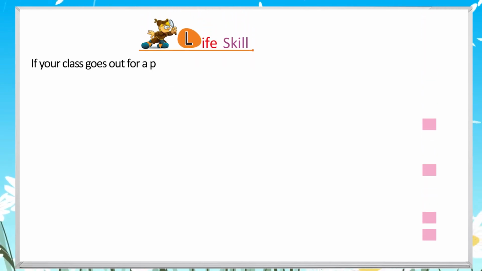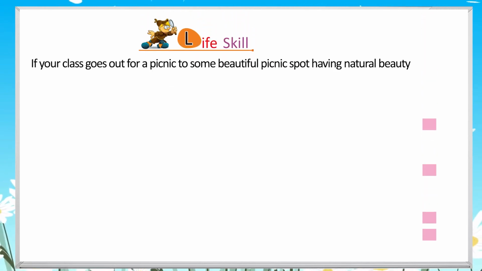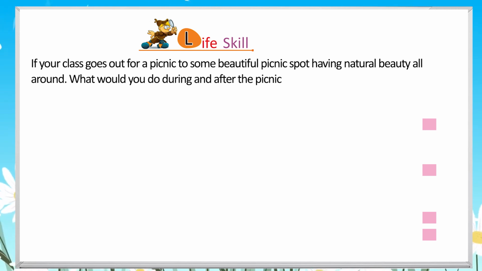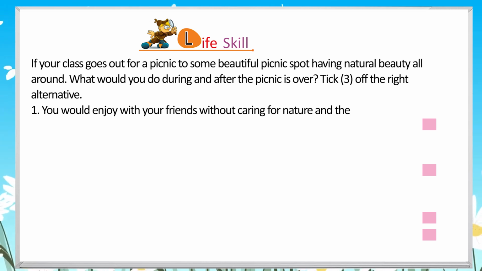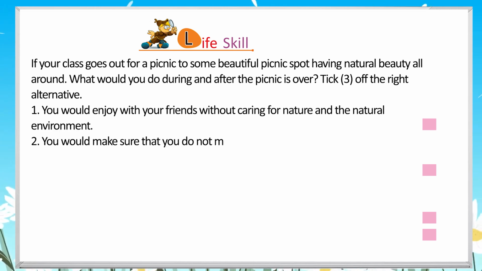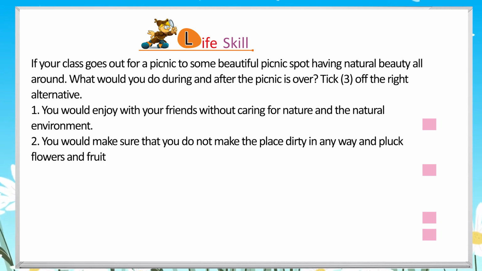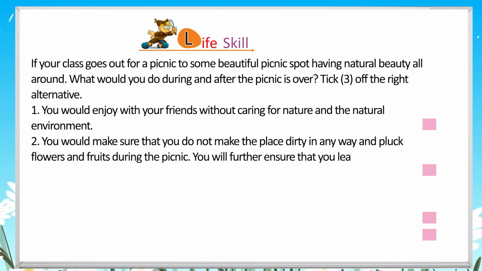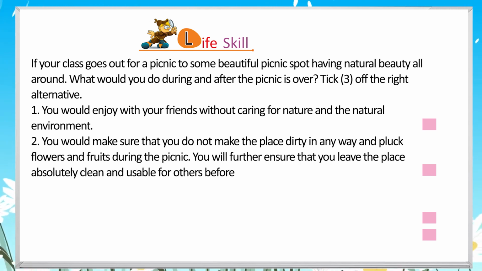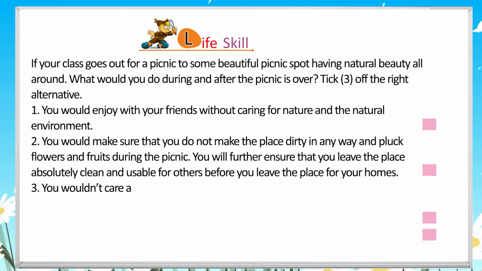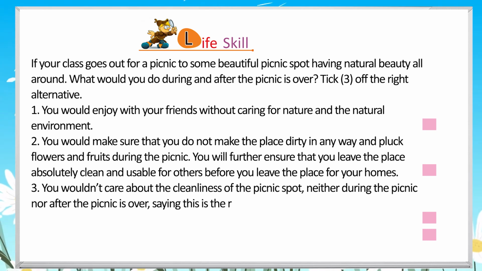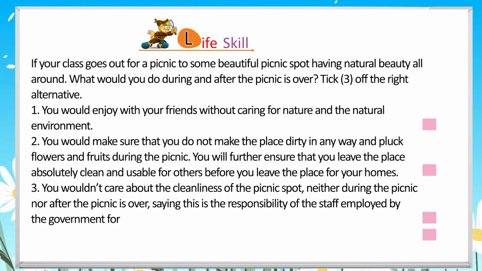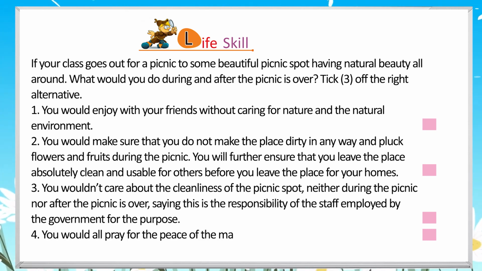Life skill. If your class goes out for a picnic to some picnic spot having natural beauty all around, what would you do during and after the picnic is over? Tick off the right alternative. 1. You would enjoy with your friends without caring for nature and the natural environment. 2. You would make sure that you do not make the place dirty in any way and do not pluck flowers and fruits during the picnic. You will further ensure that you leave the place absolutely clean and usable for others before you leave the place for your homes.